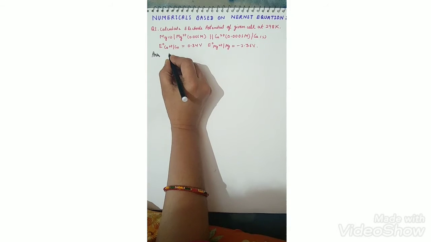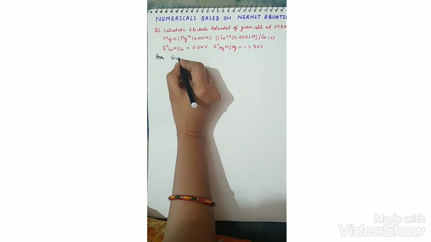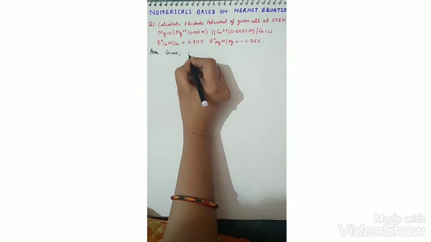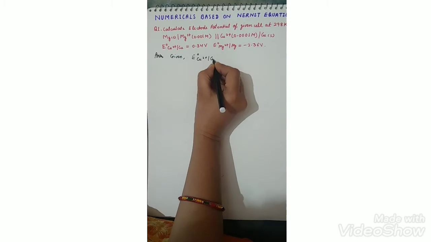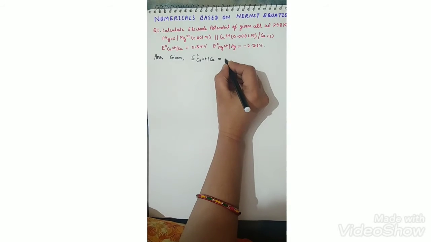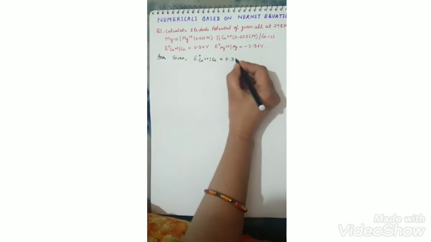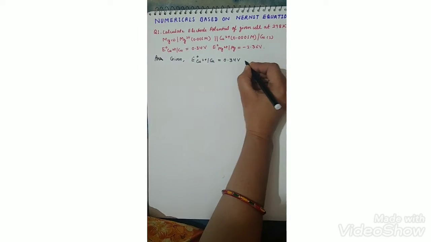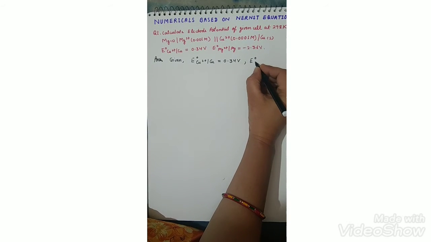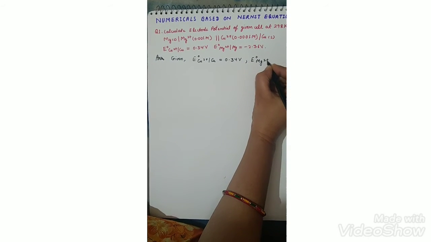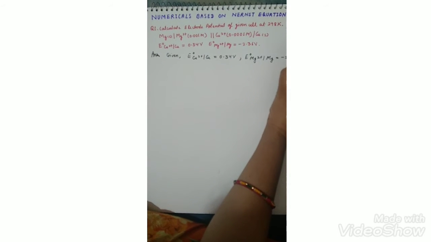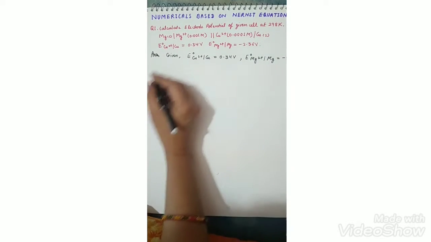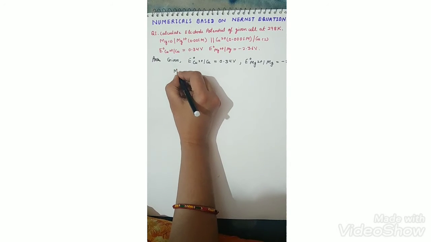Now the first step will be, you have to write the given. So here E naught of copper ion, that is the standard reduction potential value, is given to you. Similarly, that of magnesium is also given to you. Now you have to write the cell, Mg.